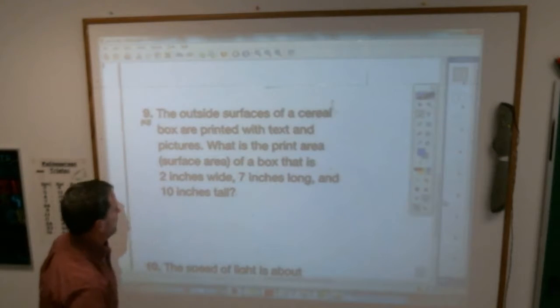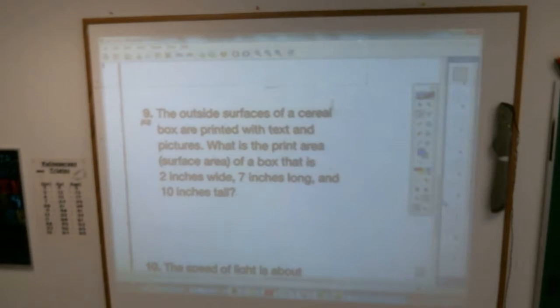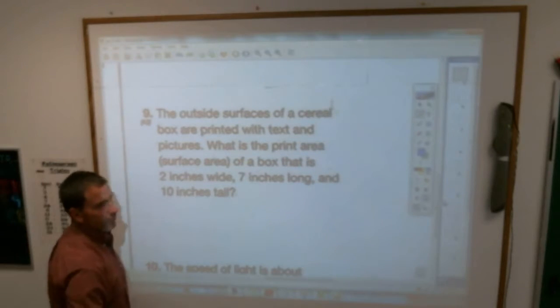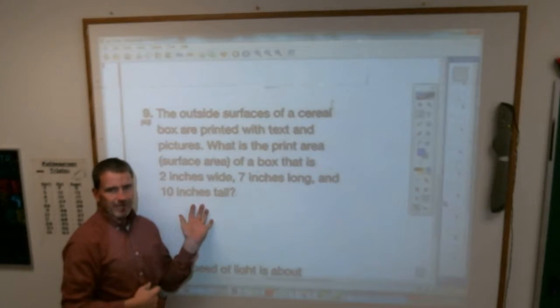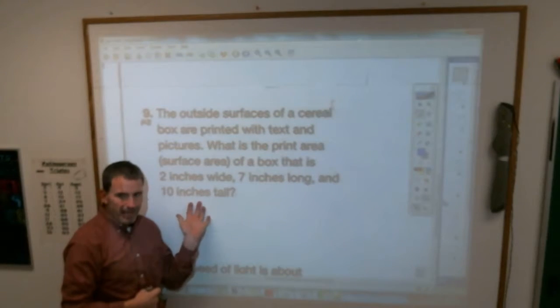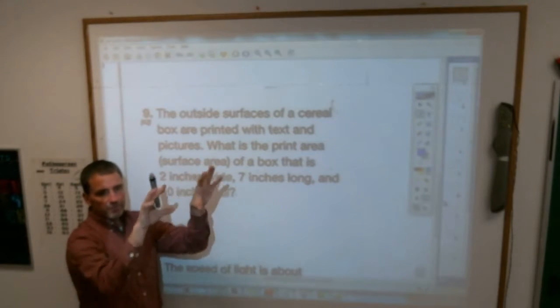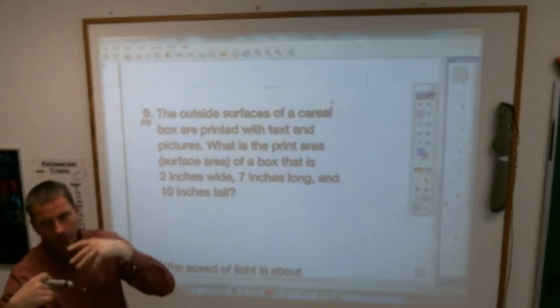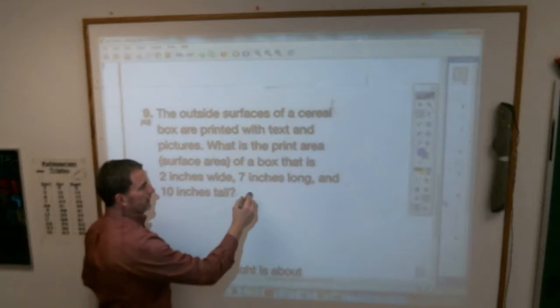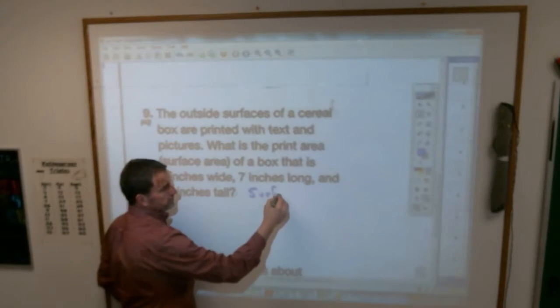The outside surfaces of a cereal box are printed with text and pictures. What is the print area of a box that is 2 inches by 7 inches by 10 inches? What are they asking you for in this? They're not asking you how much stuff can go in the box. They're asking you how much is around the box that you can print on. So that is called what in our world, Isabel? Yeah, they're asking you for the surface area.